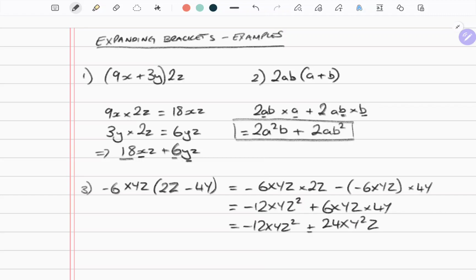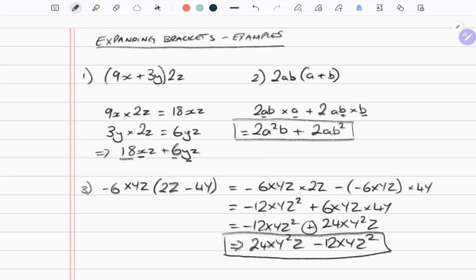Now again, we just probably want to remove this plus sign, so what we can do is just neaten it up a little bit and say 24xy squared z minus the 12xyz squared. And there is your answer. It's a little bit neater, just removes a sign, uses up a little less space.